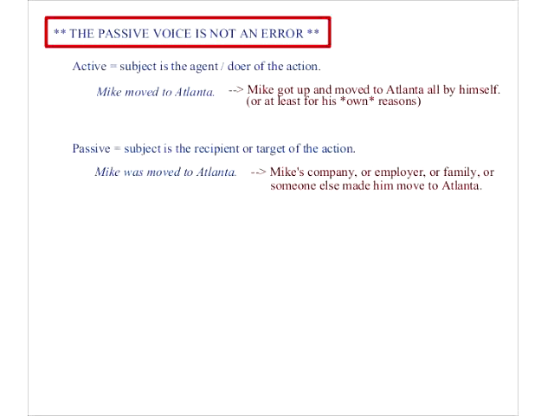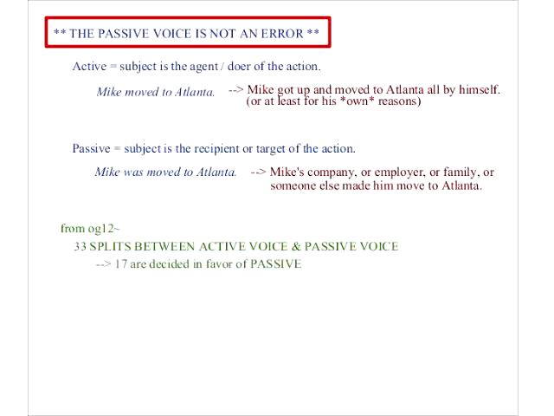Here are some statistics from OG12. There are 33 splits between the active voice and the passive voice. Of those 33 splits, the way they're decided is 17 of them are decided in favor of the passive, and the other 16 are decided in favor of the active. Notice that "are decided," by the way, is passive voice, and again, that's fine, because we don't care who's doing the deciding.